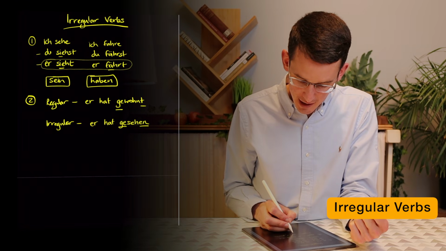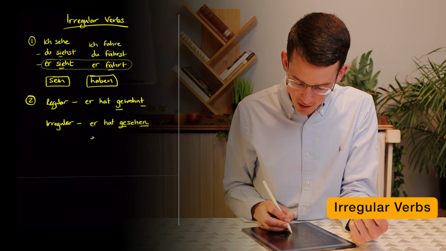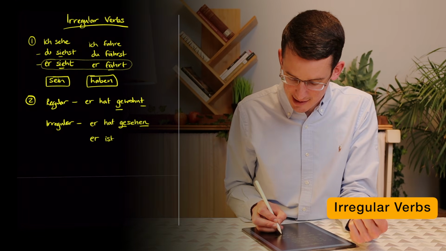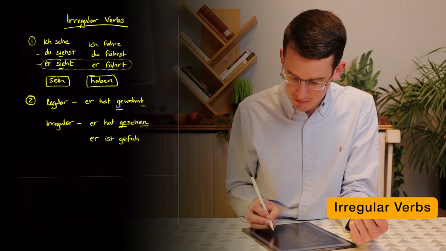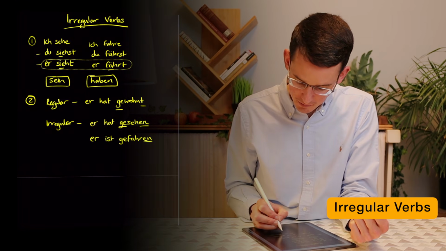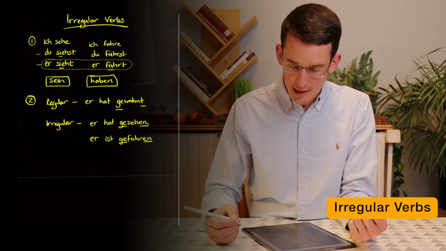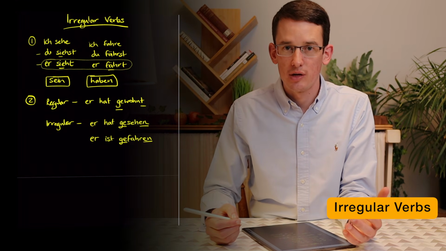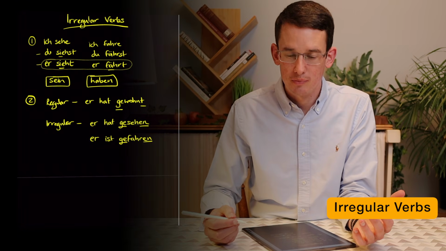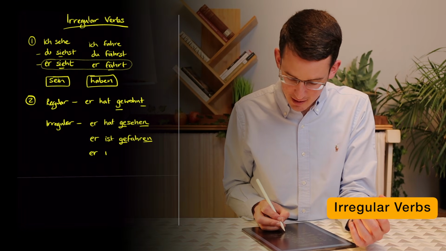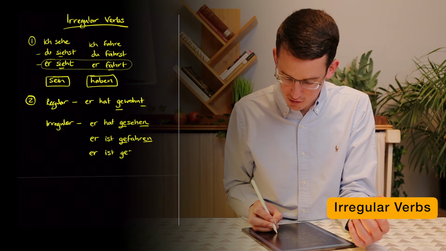Similarly, when you have he travelled, so fahren, the irregular verb fahren, it's ist gefahren, like that. And of course there are some that are very irregular, for example the verb schwimmen, which changes to ist geschwommen.